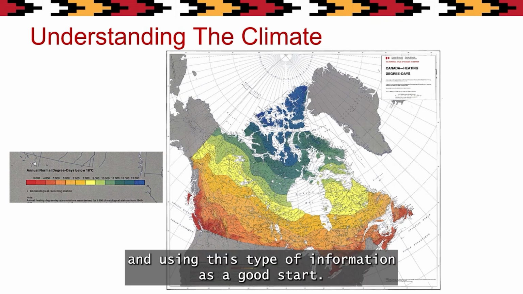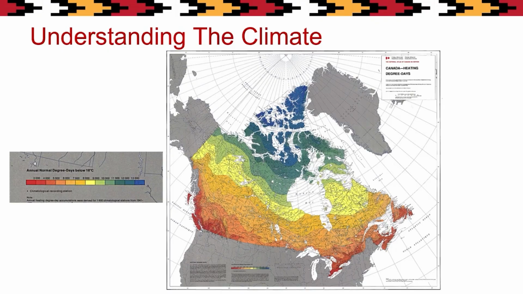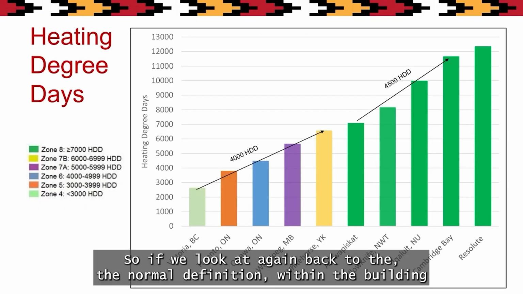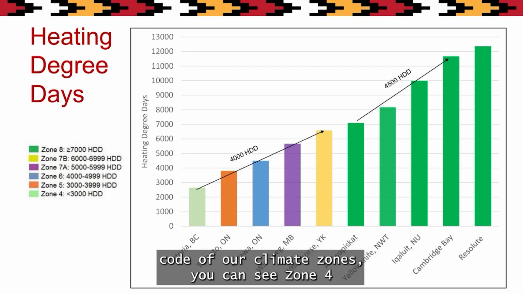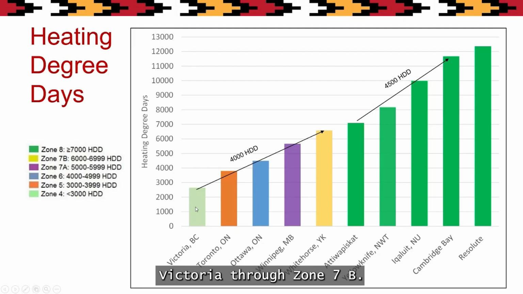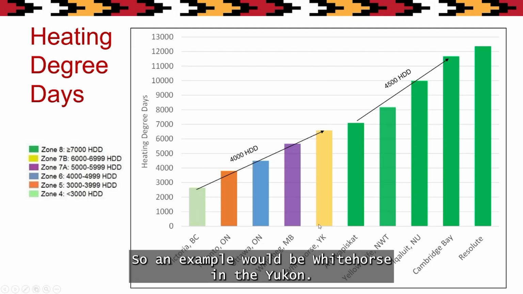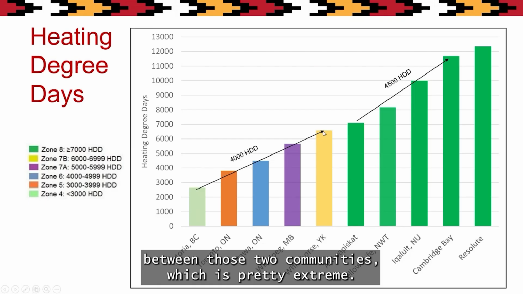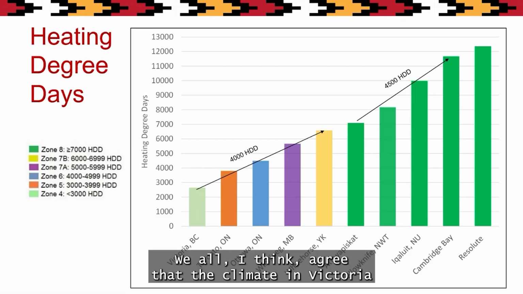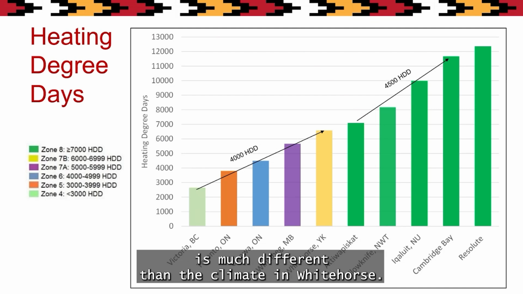And using this type of information is a good start. So if we look at, again, back to the normal definition within the building code of our climate zones, you can see Zone 4, Victoria, through Zone 7B, right? So an example of that would be Whitehorse in the Yukon. There's a 4,000 heating degree day difference between those two communities, which is pretty extreme, right? We'd all, I think, agree that the climate in Victoria is much different than the climate in Whitehorse.